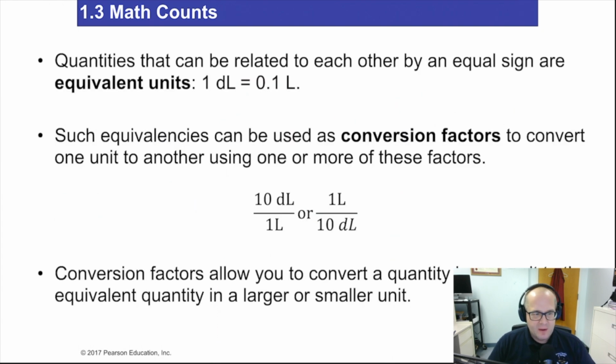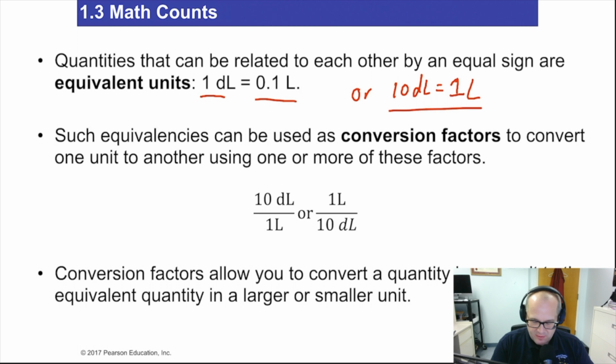All right. Now, quantities that can be related to each other are related with an equal sign. So these are what they call equivalent units. So 1 deciliter is 0.1 liters, or 10 deciliters equals 1 liter. Both saying the same thing.